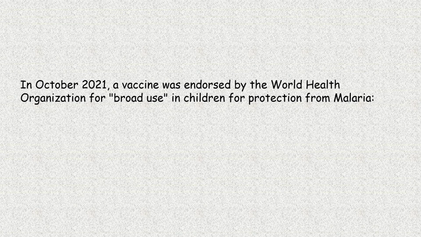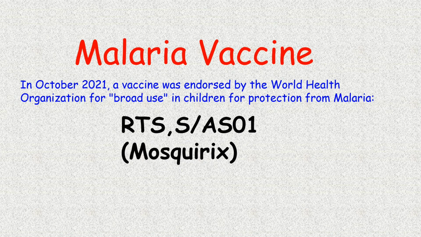A landmark development happened in October 2021 when a vaccine was endorsed by the World Health Organization for broad use in children for protection from malaria. This was the malaria vaccine RTS,S/AS01, also called as Mosquirix. There are certain other candidate vaccines which are still under development.